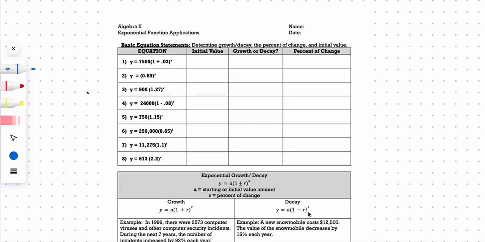We're going over exponential function applications. And these are super important. They come up a lot, so it's really important we understand exponential functions. Okay, so let's get straight into this.